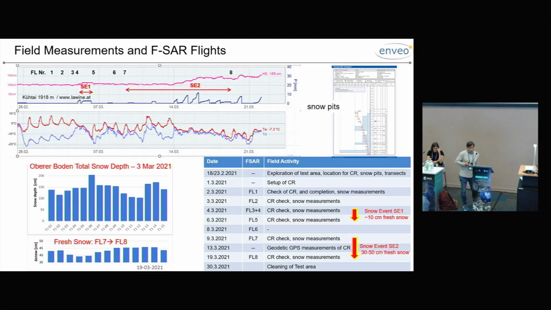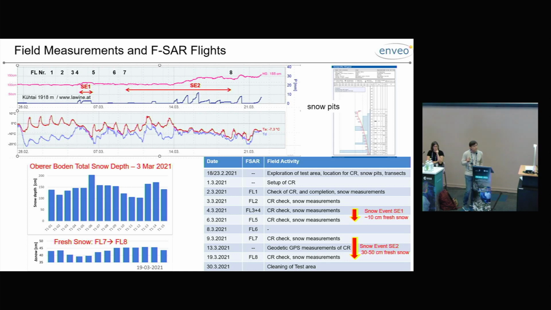Overall, we had 8 flights which lasted a couple of hours. At each flight, we had about 20 acquisitions in ascending and descending mode. The baseline was always kept very close to zero, as good as was possible. At the beginning of March, we set up the corner reflectors. Flight 1 and flight 2 already had some snow there, about 1 meter, but there was no snowfall. And the last flight happened on the 19th of March, about 3 weeks later.